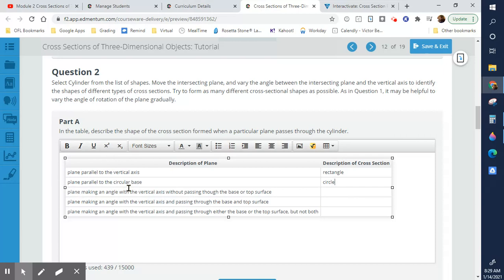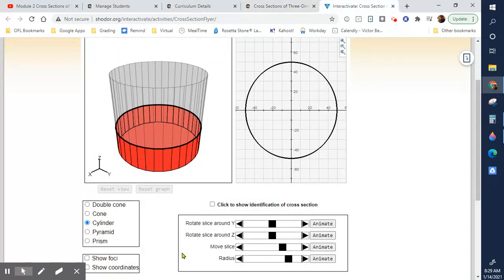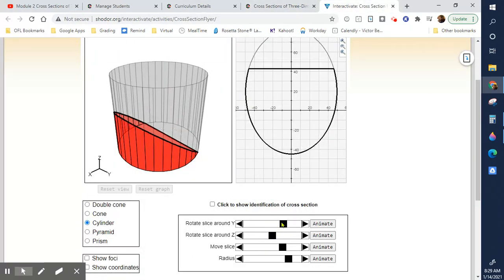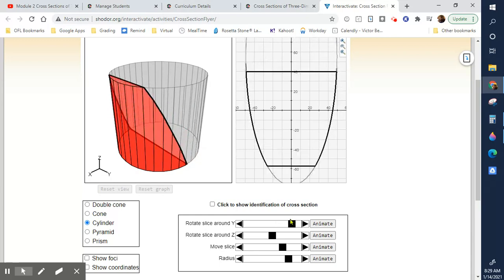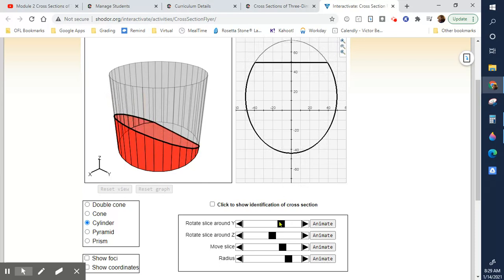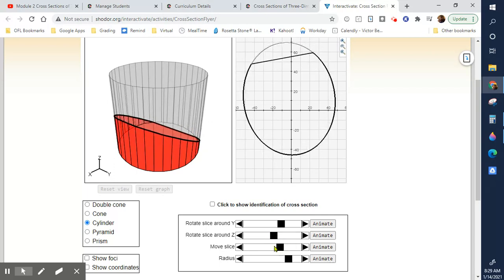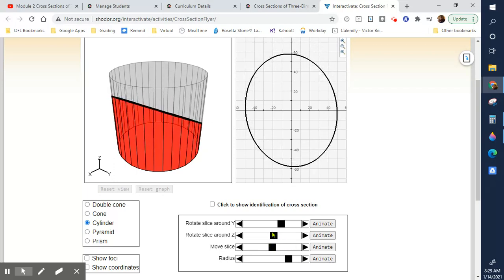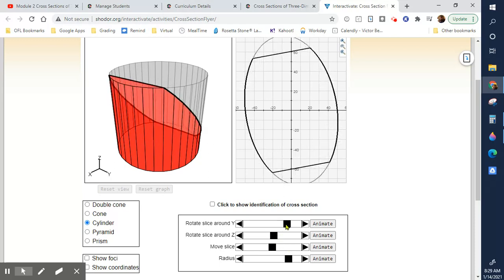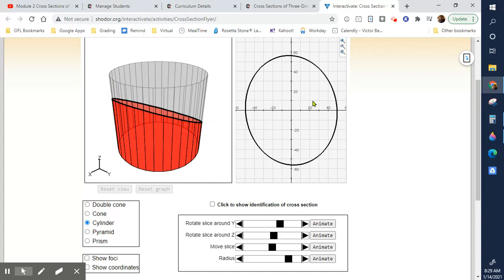Plane making an angle with the vertical axis without passing through the base. So basically what they're saying is they want an angle, but they don't want to see how this is cutting the bottom or the top. They don't want that to happen. So you're going to have to move this up a little bit. Oh, that's rotating. We're going to move it up. And this is an angle. However, it's not cutting through the base. So this creates this oval shape. So I'm just going to say oval.